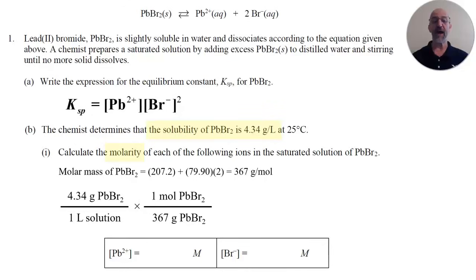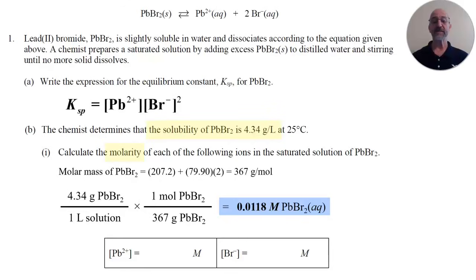And when I do that math, 4.34 divided by 367, this is what I got on my calculator, and I will round this off to 3 significant figures. So that would be 0.0118, and the units are moles per liter. So that's the molarity of the lead bromide.